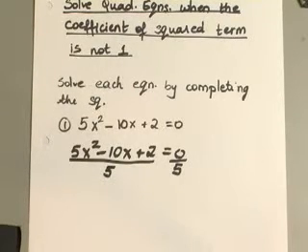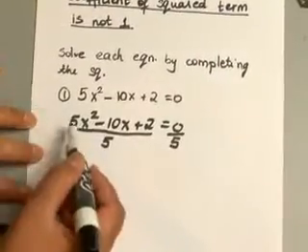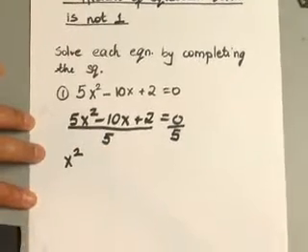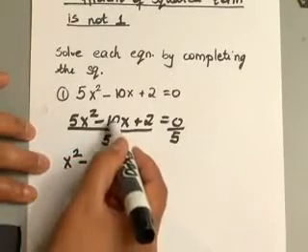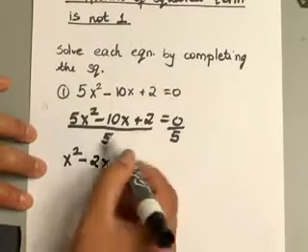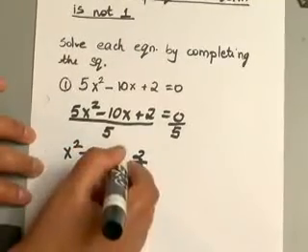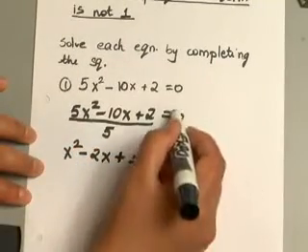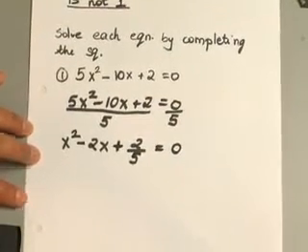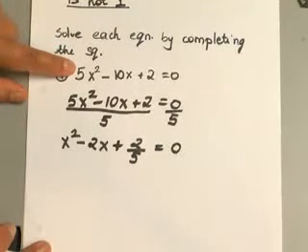Okay, so basically you're dividing every term of the equation by 5, and let's see what that will give us. You will end up with 5 divided by 5 is 1, which is what we wanted. So you end up with x squared minus 10 divided by 5 is 2, so 2x, and 2 divided by 5 will stay as 2 divided by 5, or 2 over 5. And of course we know that 0 divided by 5 will still be 0.